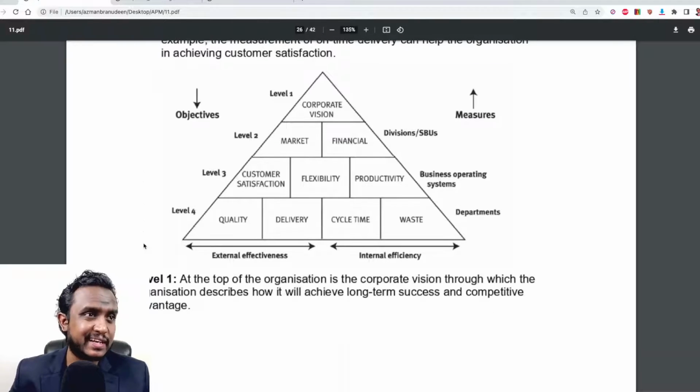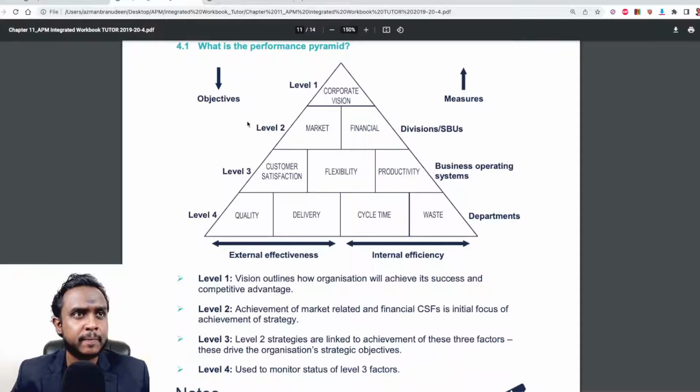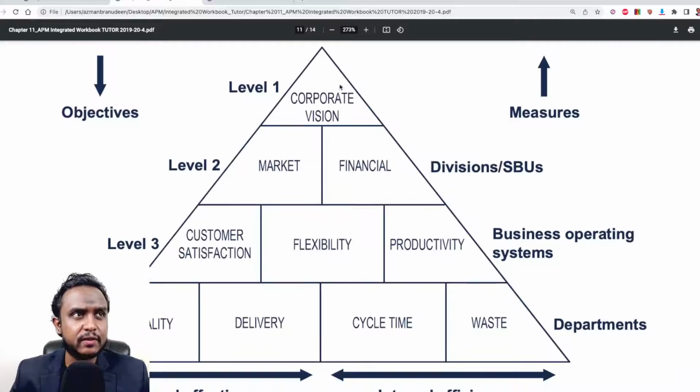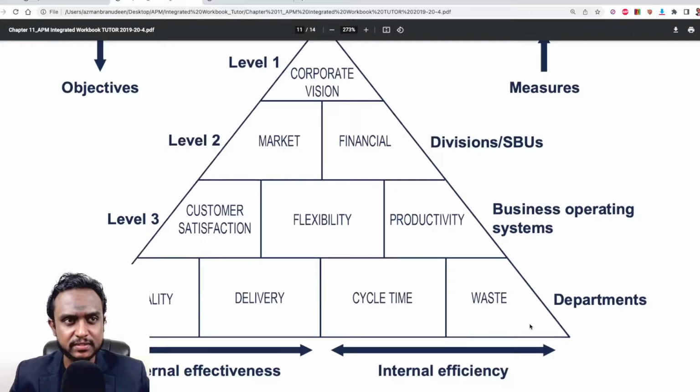Okay, so let's take a look at the levels itself. What happens is, level 1, you have the corporate vision. Level 2, market and financial aspects. We say that this is the divisional and the SBU level. Level 3 brings this further down to customer satisfaction, flexibility, and productivity. We call it the business operating systems level. And level 4 is about quality, delivery, cycle time, and waste. That's the departmental level.